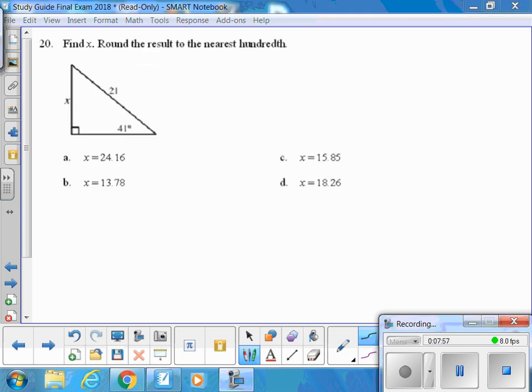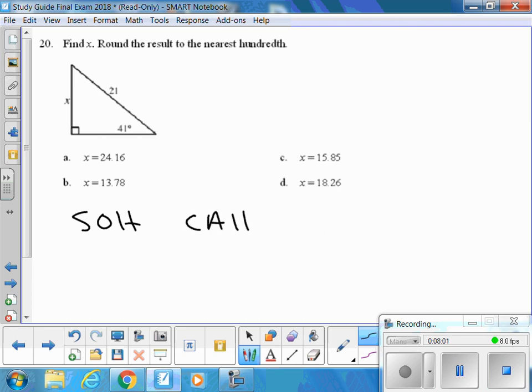Alright, looks like we have a right triangle here. Anytime you have a right triangle, your options are SOHCAHTOA. Sine, cosine, or tangent, traditional use.